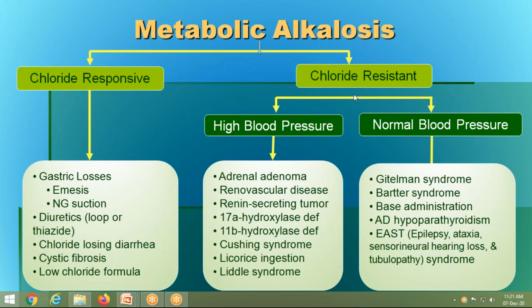Chloride resistant, again you have to divide into two halves. One is with increased blood pressure, the other with normal blood pressure. Examples for increased blood pressure are renal adenomas, 11-hydroxylase deficiency, 17-hydroxylase deficiency, Cushing syndrome, Liddle syndrome, renin secreting tumors. These are all conditions where the blood pressure is elevated. Whereas some other conditions like Bartter syndrome, Gitelman syndrome and EAST syndrome, with epilepsy, ataxia, sensorineural hearing loss, and tubulopathy. These are conditions where the blood pressure is normal.